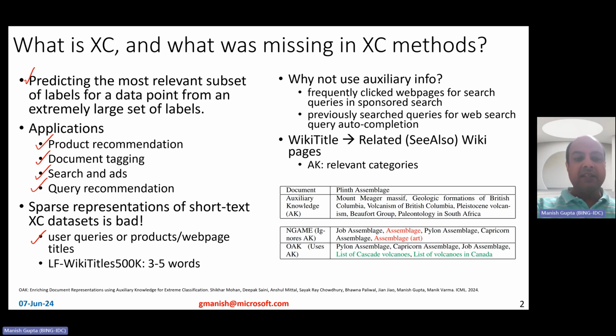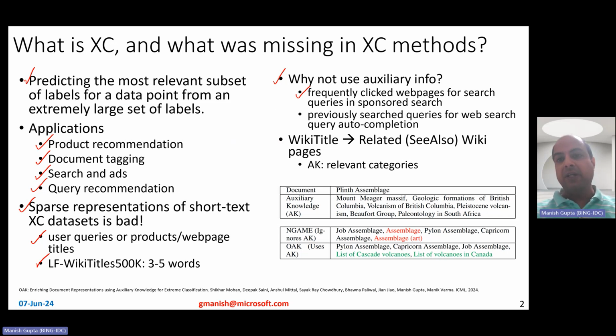So in all of these cases, the sparse representation of these short text extreme classification data sets is bad. For example, in a popular extreme classification benchmark dataset, wiki titles 500K, the input text is just 3 to 5 words. Now, in these cases, extreme classification methods often suffer from this sparsity in the representation. Interestingly, these data sets also have relevant auxiliary information which is available from other sources. For example, there could be frequently clicked web pages for search queries in sponsored search, while the main extreme classification problem is to map a query to a bunch of keywords.